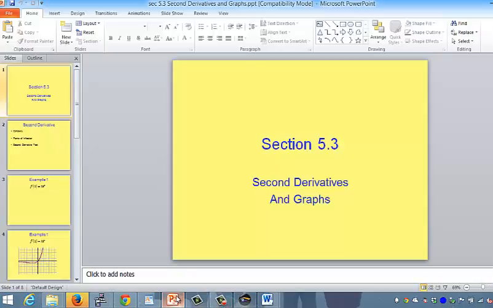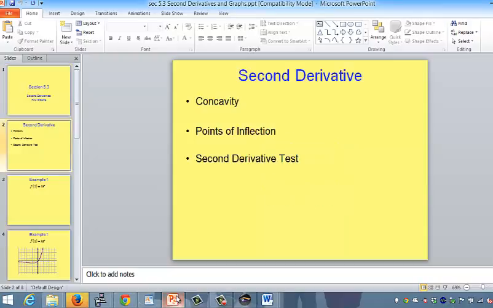And somehow that's going to tell me more about the graph. We're going to learn something today called the second derivative test, and that'll be quite useful. So, what does the second derivative tell me? It tells me a few things. One thing I want to talk about is what's called concavity. A graph can be concave up or concave down. The graph of a function can be concave up or concave down.